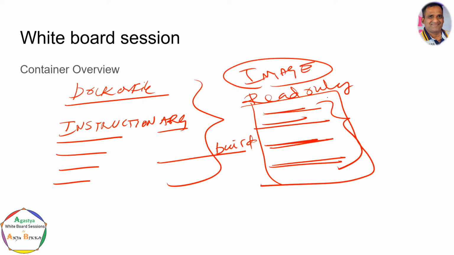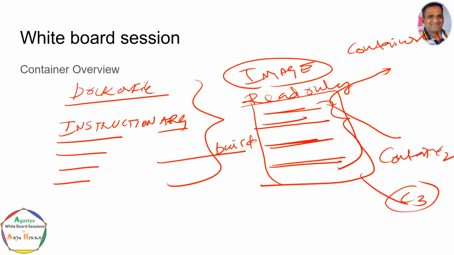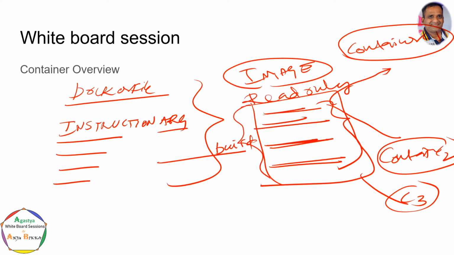So what happens when we are creating a container from this image? When we are creating container C1, or more than one container, C2 and C3, if these containers want to do some computation or store some data, where are they going to store it? Because these are read-only layers, all these containers can read these layers, but they can't modify them.